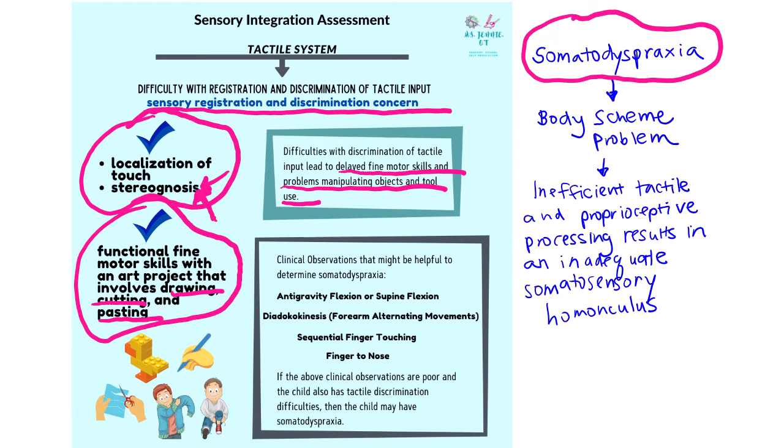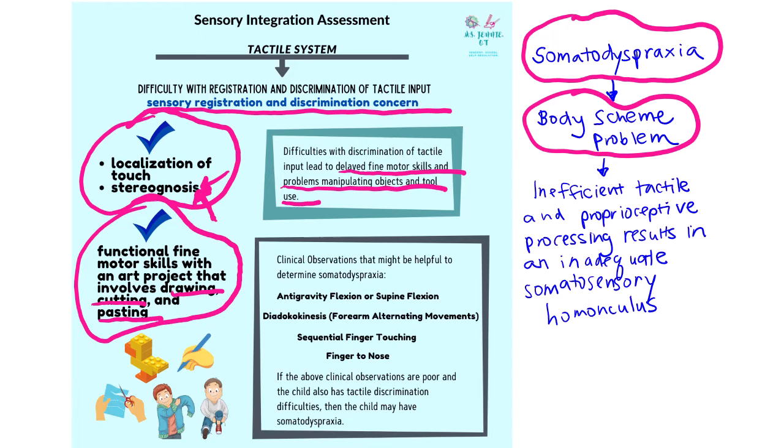And these are also the students that need a lot of repetition in order to learn these motor plans. So it's not that they aren't able to learn it, but the somatodyspraxia causes difficulty learning it quickly, right? So they need a lot of repetition in order to learn these tasks. And somatodyspraxia really is a body scheme problem.